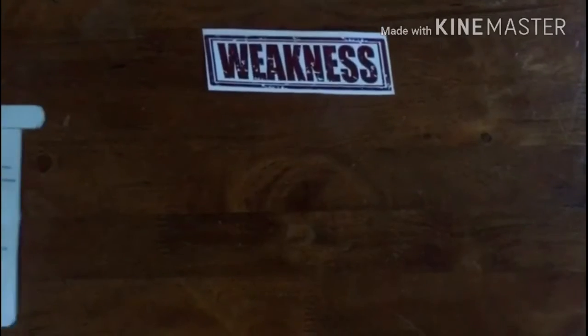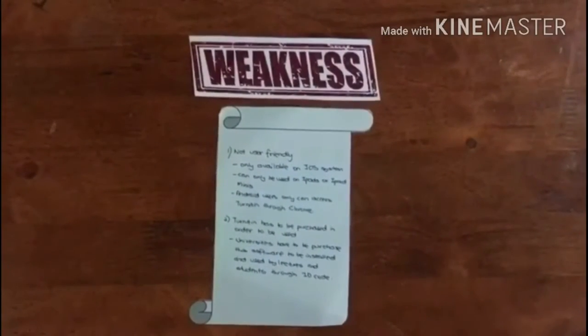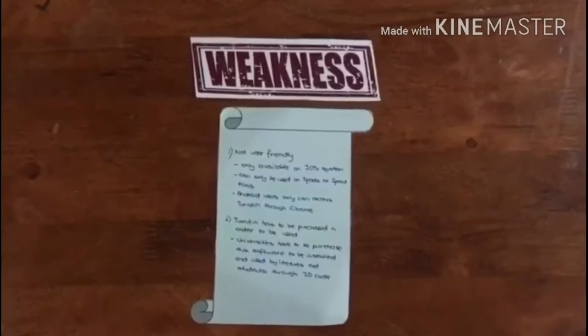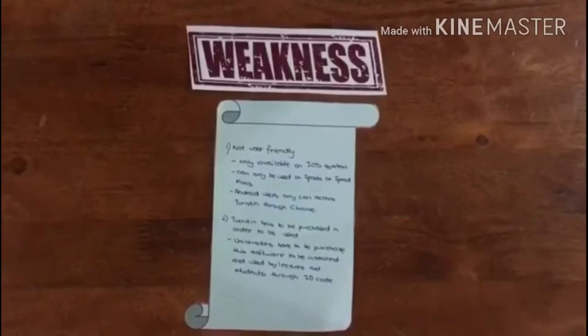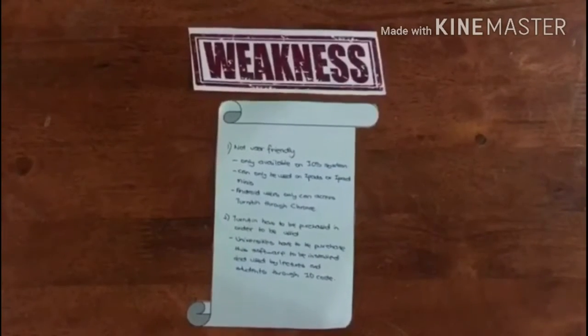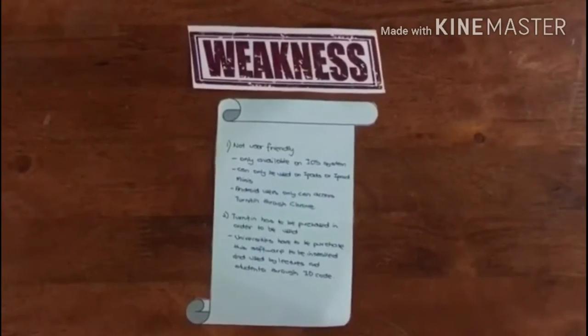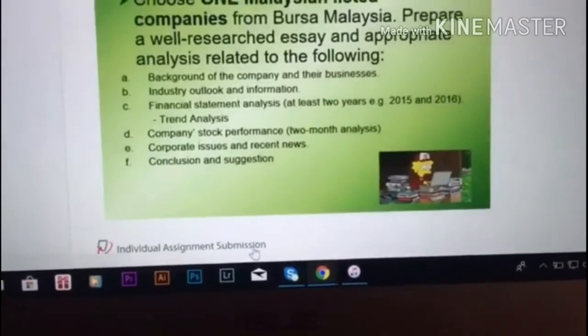The weakness of Turn-In is that it is not user-friendly as it is only available on the iOS system and can be used on iPads. Also, it has to be purchased. For example, universities have to purchase the software in order to be installed for the lecturers and students to use through their ID codes. So now I will show you how to use Turn-In.